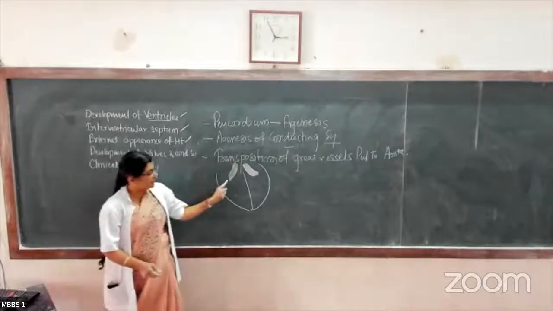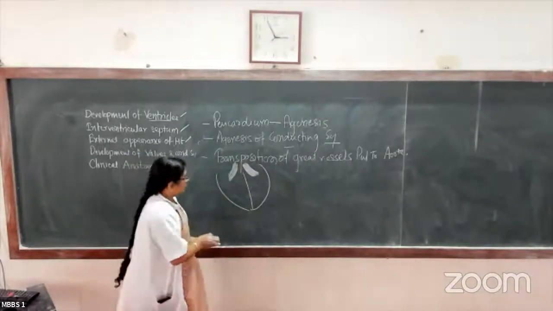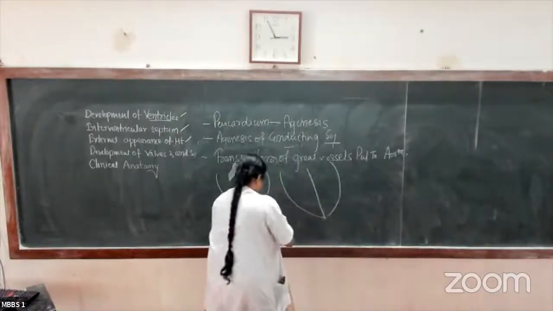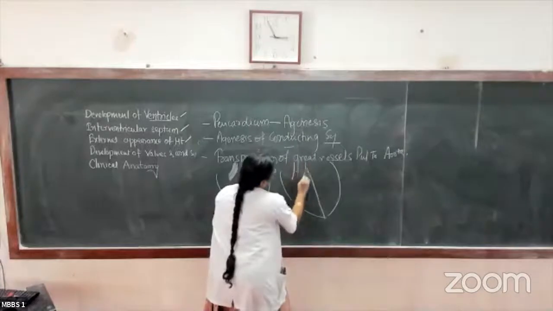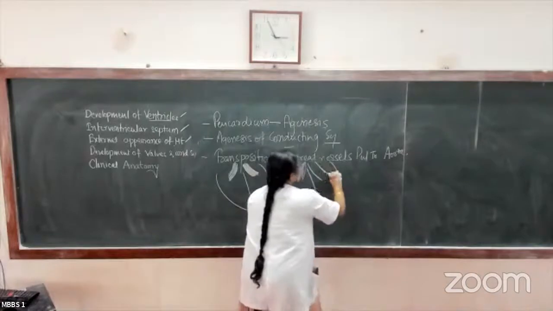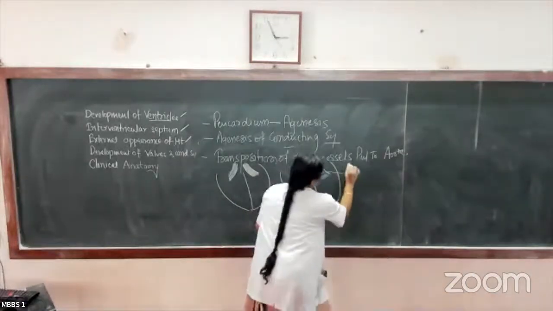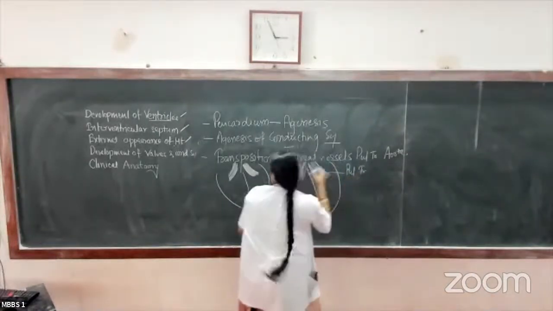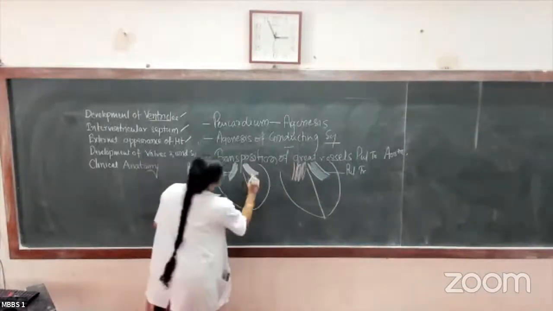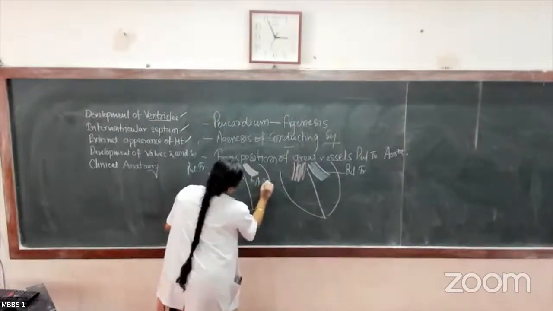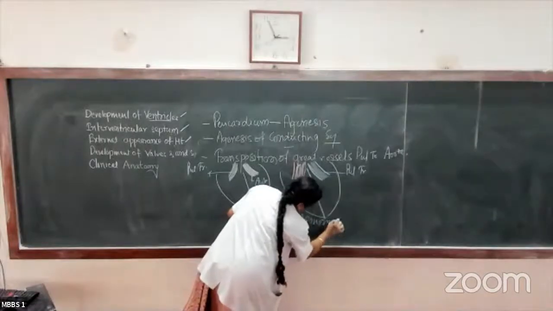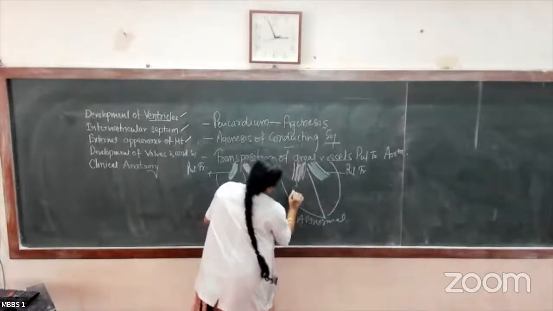But instead of this, there is a transposition. So aorta will be coming from the right ventricle and pulmonary trunk will be coming from the left ventricle. Here is the pulmonary trunk. This one is aorta. This is normal. This one is abnormal. This is the aorta.